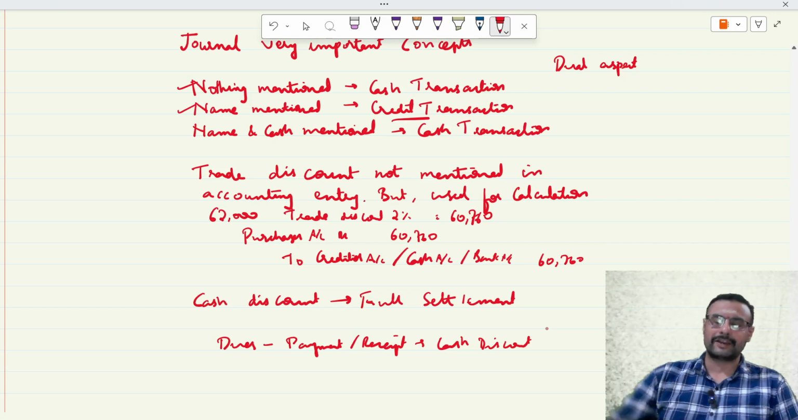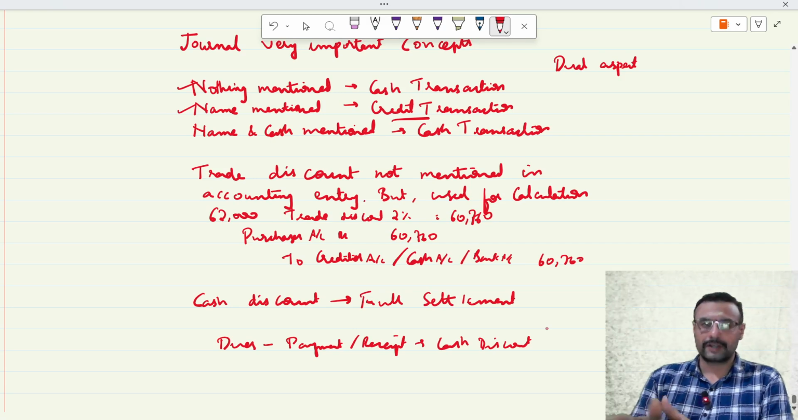Now, if we have given cash discount, then it is a loss for us. So it will become discount allowed account debit. But if we have received discount, that is if we have paid less to the creditor, then it will be discount received. It's an income to us. So it will be to discount received account.